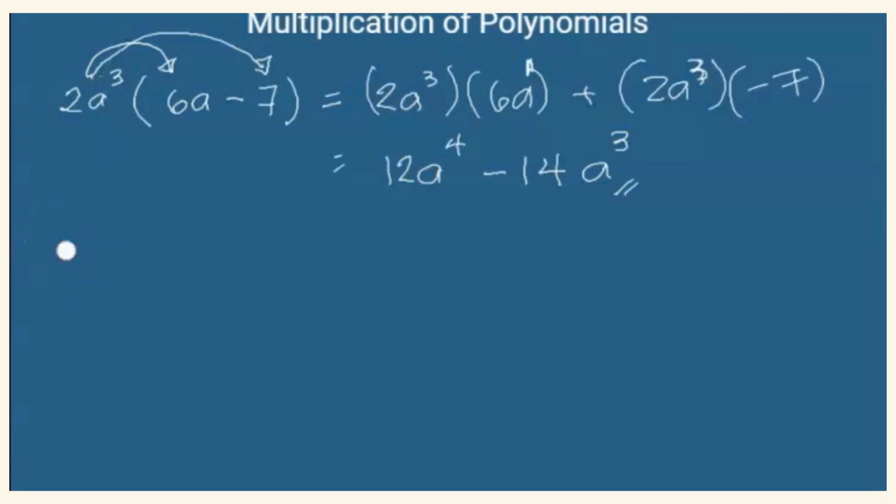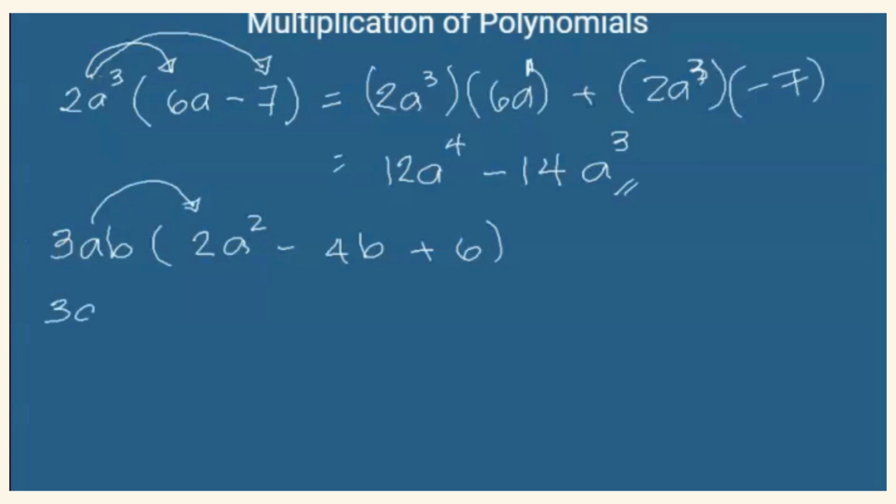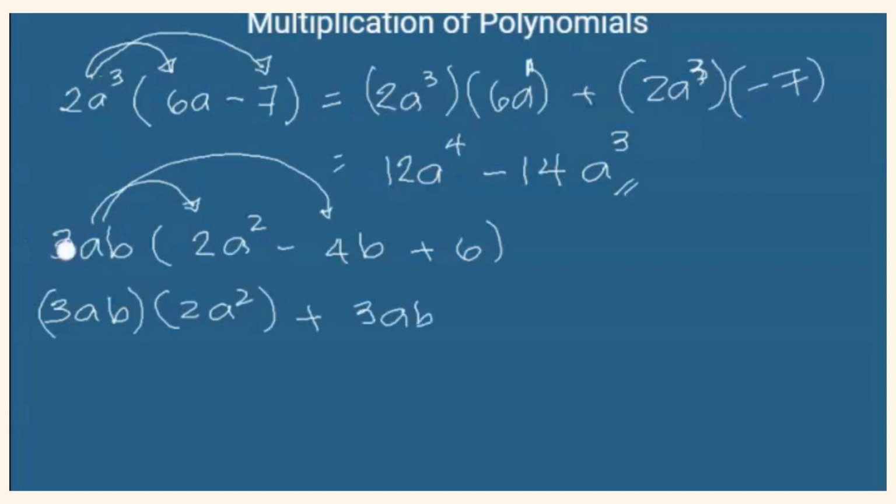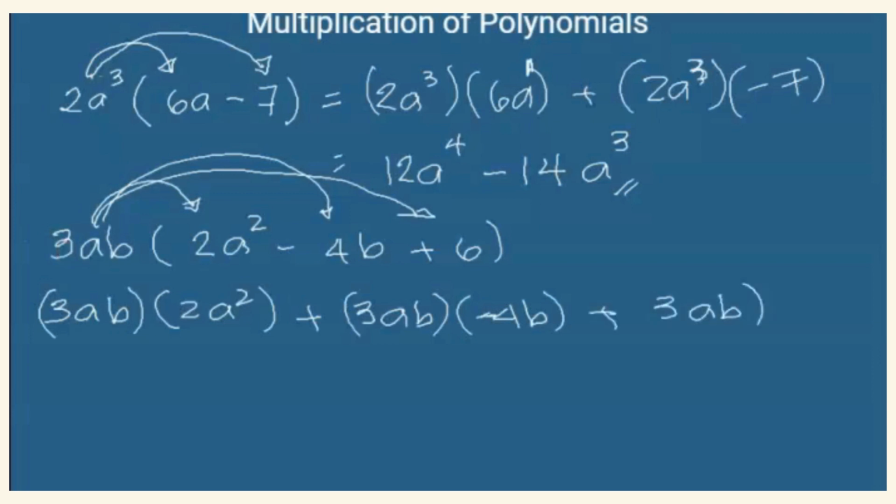Next, let's have 3ab times 2a squared minus 4b plus 6. Okay, so using distributive property, so 3ab times 2a squared plus 3ab times negative 4b, and then the last term plus 3ab times 6.